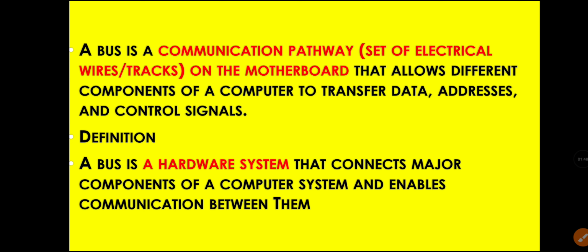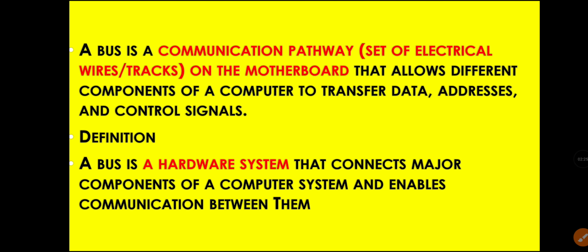Here, once again, I'm repeating some more important points. A bus is a communication pathway, we can also say. A bus is a hardware system. It is a set of electrical wires or tracks. Don't get confused, a bus is a hardware system. It is a communication pathway which contains a set of electrical wires or tracks on the motherboard that allows different components of a computer to transfer data, addresses, and control signals.